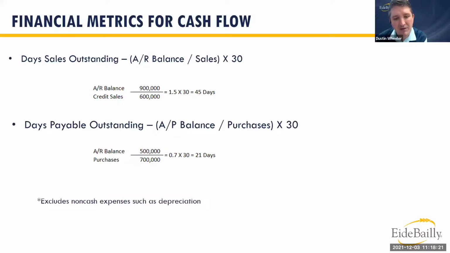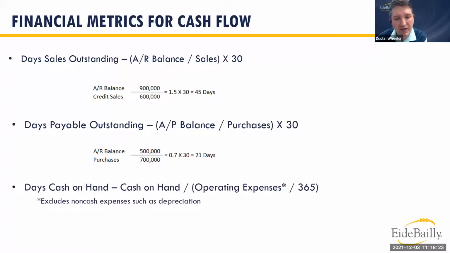Another number to keep an eye on here is days cash on hand. This one takes your cash on hand and divides it by the operating expenses, which excludes non-cash expenses such as depreciation, and divides that by 365. What we're calculating with this ratio is how many days an organization can survive without revenue and continue to pay its operating expenses. And this became a hot topic last year as many businesses were shut down for a period of time. Oh, there's the calculation there of how to calculate that.